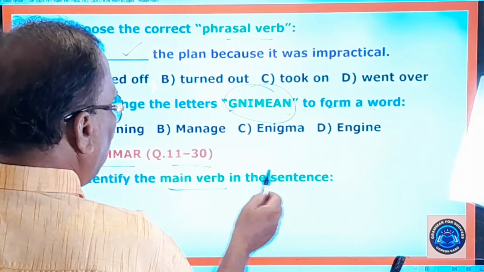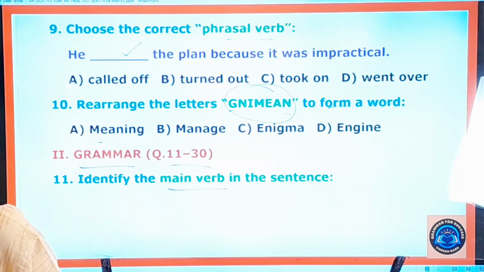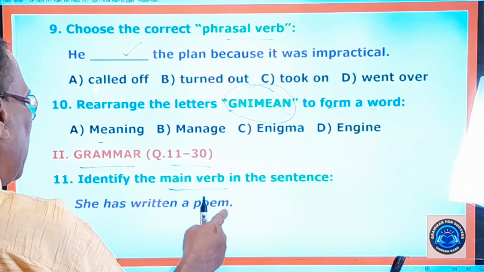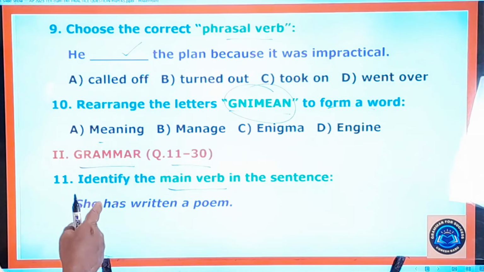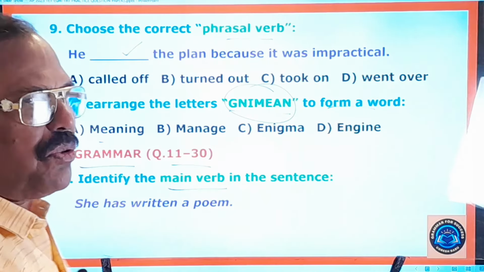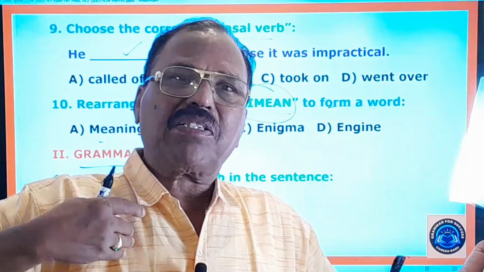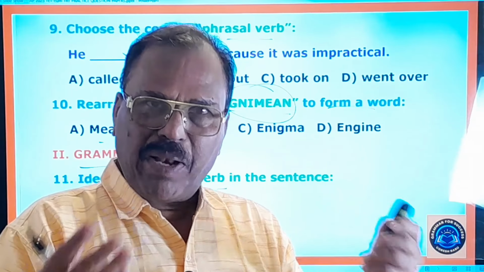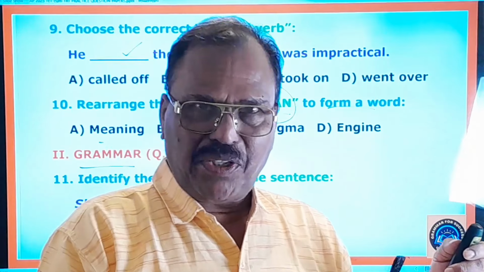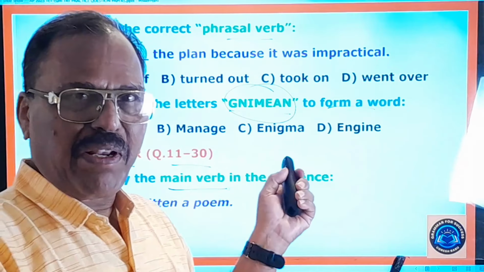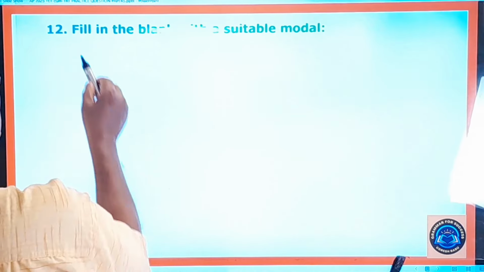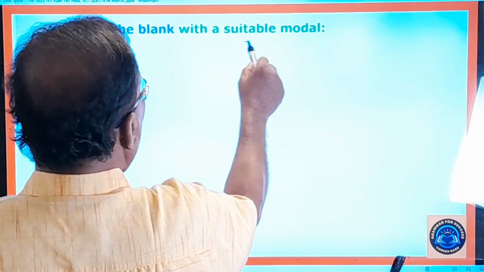Identify the main verb in the sentence. Now he is asking you to identify the main verb. What is the sentence given here? She has written a poem. And in this sentence, what is the main verb used? You know, we have two kinds of verbs, helping verbs and main verbs. And about the helping verbs, I have explained in the first explanatory video. And here about the main verbs, you have a very good idea. Written is the main verb. Twelfth question, fill in the blank with a suitable modal.